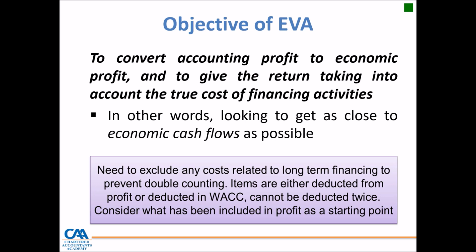So how do we achieve this? We need to exclude any costs related to long-term financing to prevent double counting. Items are either deducted from the profit or deducted in WACC. If an item was deducted from the profit, you cannot deduct it again from the WACC, so items cannot be deducted twice to prevent double counting. We need to consider what has been included in profit as the starting point.